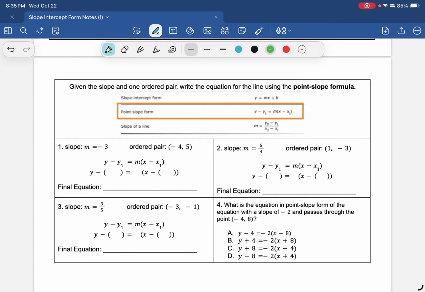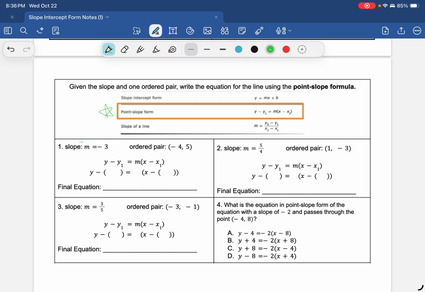Okay, the last formula we are going to talk about is the point slope formula. The point slope formula is pretty straightforward. When you're given a point and a slope, that is when we use the point slope formula. Here is our formula in the STAAR reference sheet. We're going to look at these two examples here.